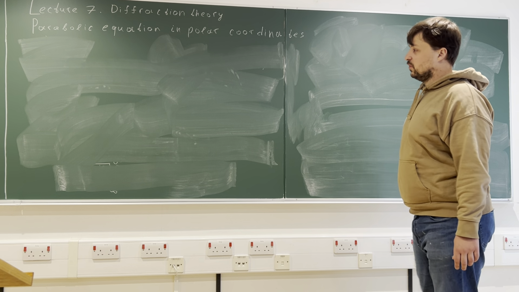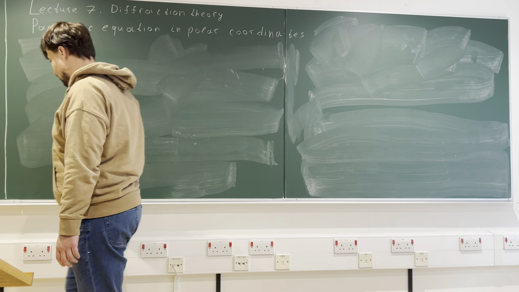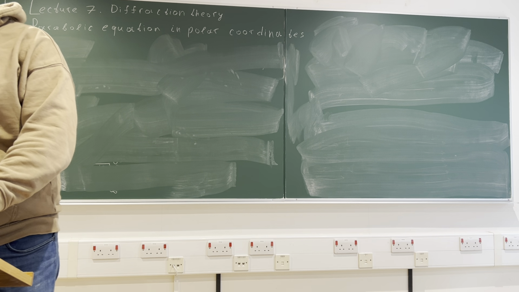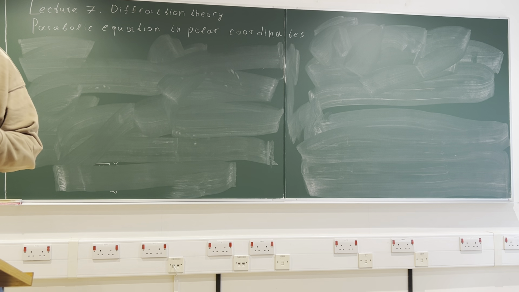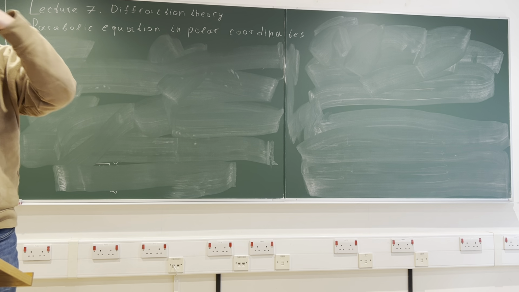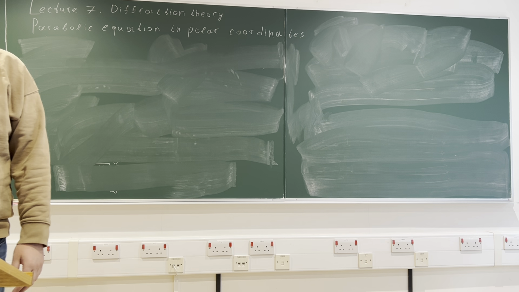This problem was solved by Fock using the parabolic equation, I don't know, maybe 100 years ago, maybe a bit less, 70 something years ago, and it had a clear practical application. It was solved for the description of propagation of radio waves along the surface of the Earth, which was important for radio communications back in the day.